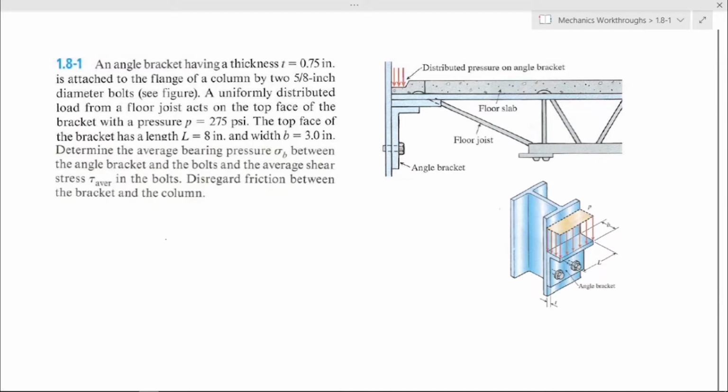3 inches. Determine the average bearing pressure, sigma B, between the angle bracket and the bolts, and the average shear stress, tau Aver, in the bolts. Disregard friction between the bracket and the column.